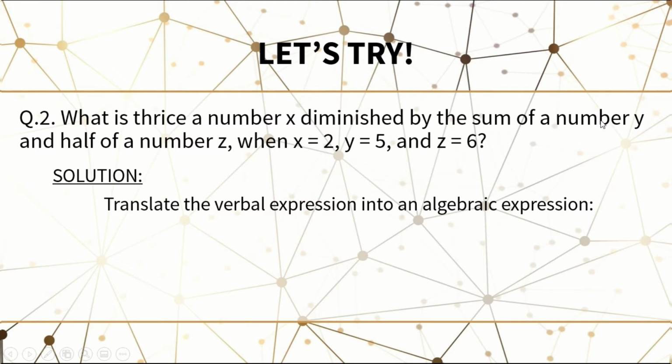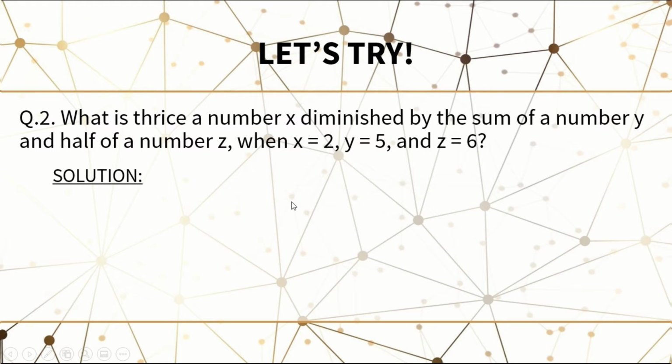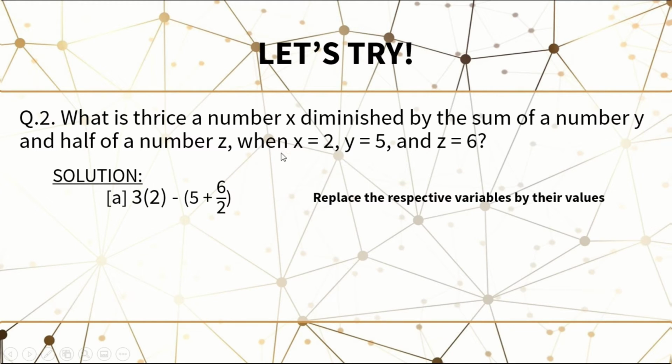So kukunin mo muna yung sum ng y at yung kalahati ng z bago mo i-perform yung 3x minus yung sum nito. Sabi ko na expression, so meron tayong 3x minus quantity y plus z over 2. Ayan yung ating algebraic expression. Saka natin papalitan yung mga values. So, meron tayong x is equal to 2, kaya naging 3 times 2, y is equal to 5, tapos z is equal to 6. So, meron tayong 3 times 2 minus the quantity 5 plus 6 over 2.